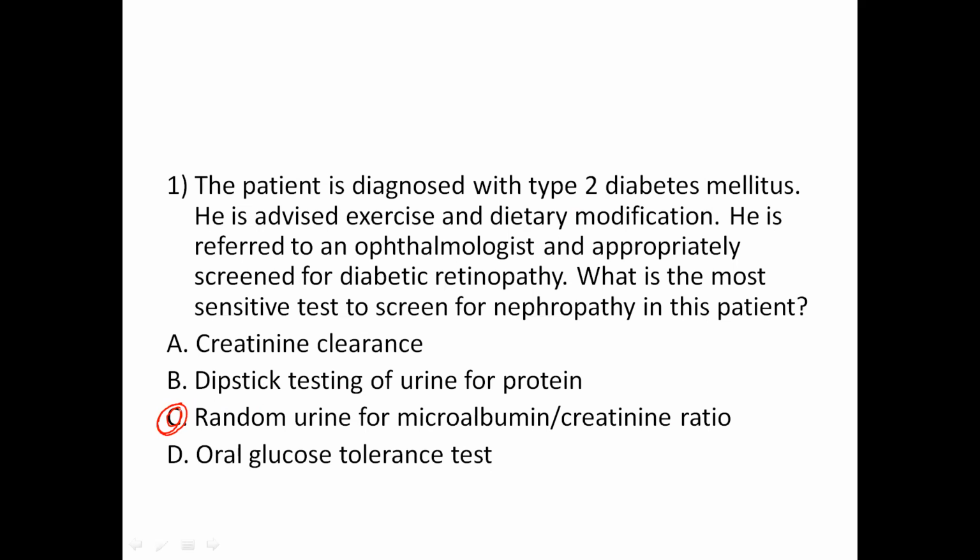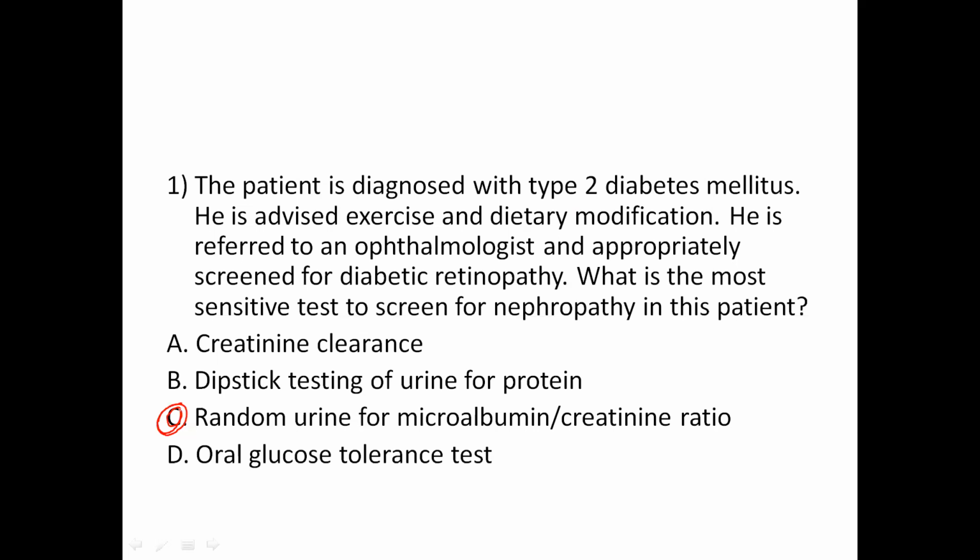So D, oral glucose tolerance test. Whether it is low or high, it is not helpful to screen for nephropathy. So the answer is C.